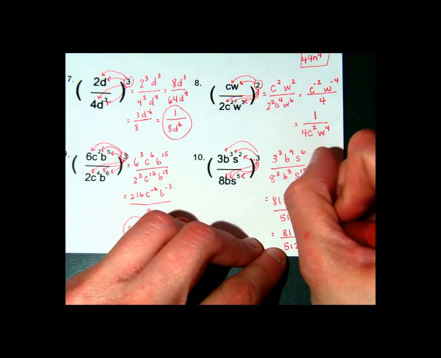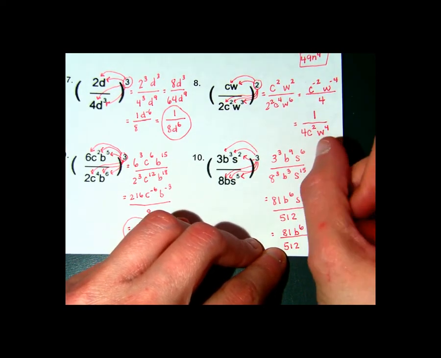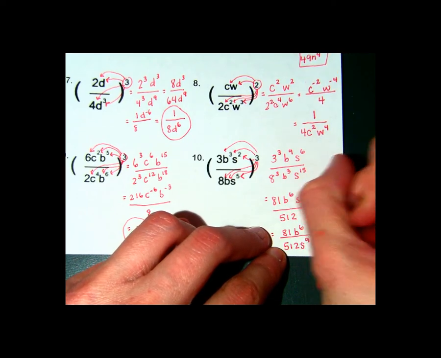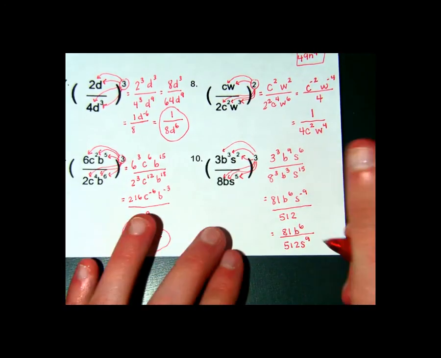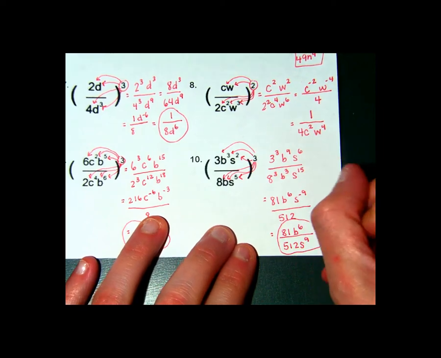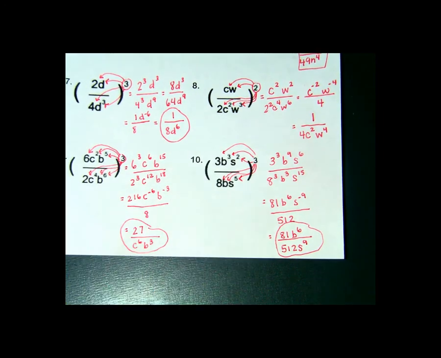B to the 6 is positive, so it needs to stay where it is. S to the negative 9 needs to become a positive, so it goes to the bottom. These are a little more work, but you do combine all of the exponent rules in these steps now. That ends our exponent rules lessons.